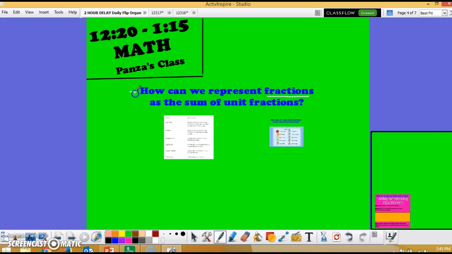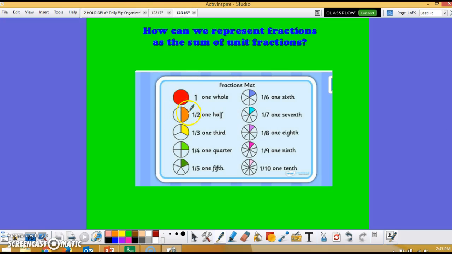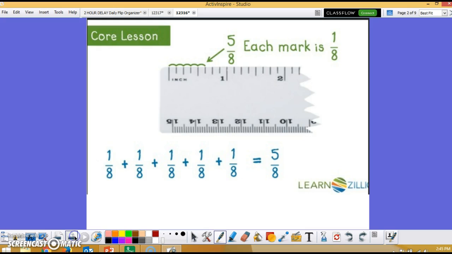Our main focus question is how we can represent fractions as the sum of unit fractions. A unit fraction is nothing more than a fraction with a 1 as your numerator. For example, 1/2, 1/3, 1/4, 1/5, 1/6, 1/7, 1/8, 1/9, and 1/10. So as long as 1 is in the numerator, you are able to represent any fraction as the sum of its unit fractions, because each unit fraction has 1 in the numerator.